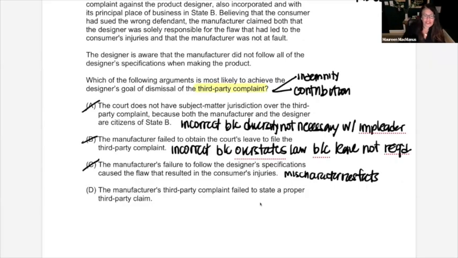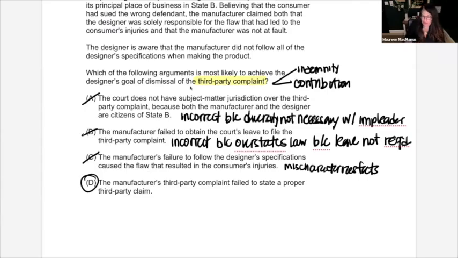And D, the manufacturer's third-party complaint failed to state a proper third-party claim. All right. And that's our correct answer. That's what we were looking for.